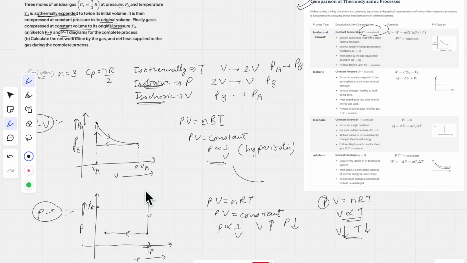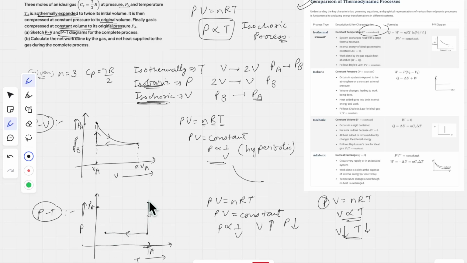Cool. Now the final process is isochoric, which means a constant volume process. In this process, again we will apply PV equals nRT. In this process V is constant, so P is directly proportional to T. This is for the isochoric process. Okay, so P is directly proportional to T and our pressure is going back to PA, which means we are going back from this point to this point. So I need to go back to here.